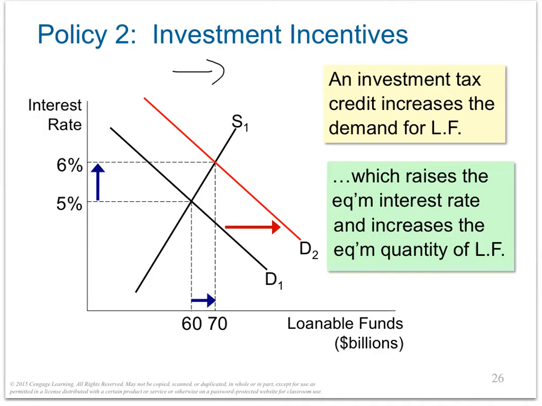And the third step is comparing these two equilibria. In the initial equilibrium, the interest rate was 5% and 60 billion in loans were given and demanded. But now, since investment becomes attractive, people demand more money to borrow, and the new interest rate is 6%, and the new amount of loanable funds will be $60 billion.